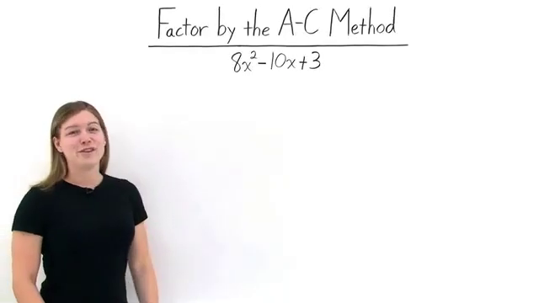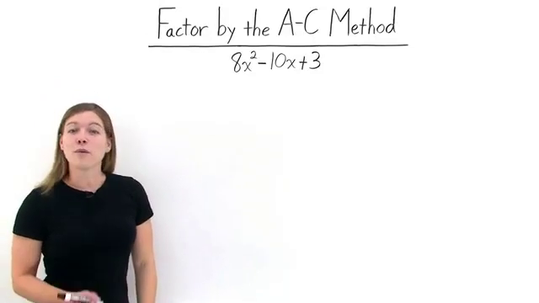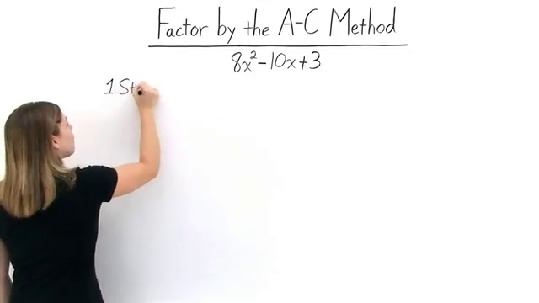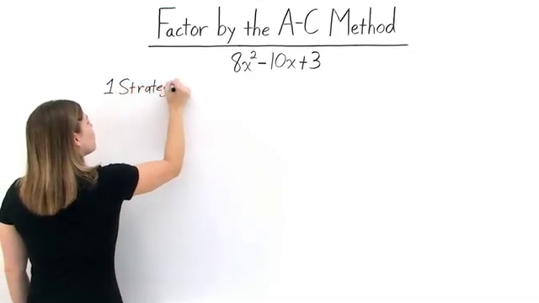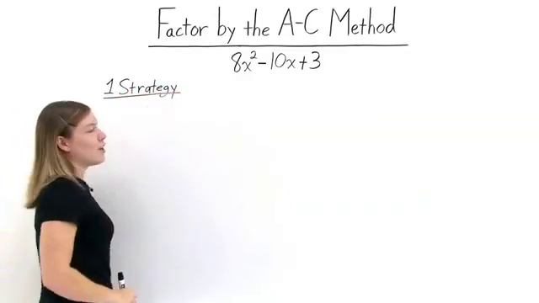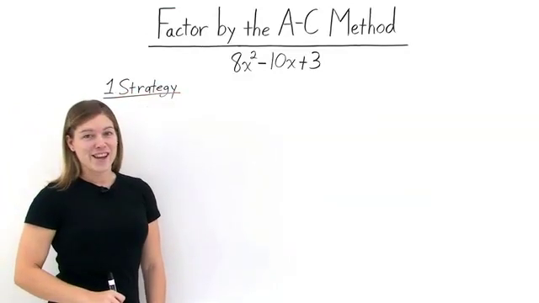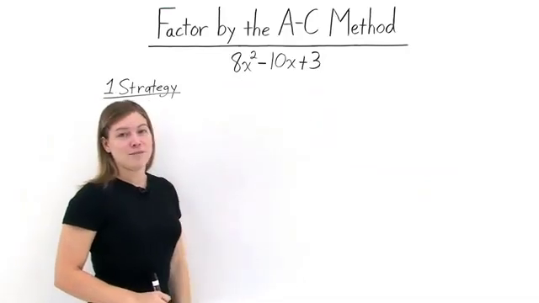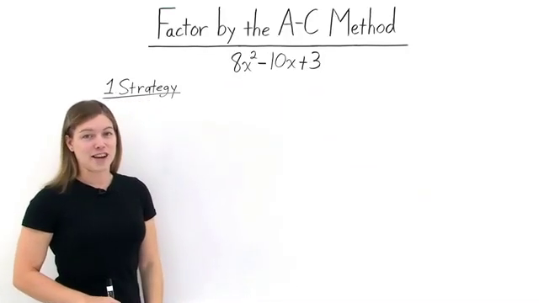Factor this trinomial using the AC method. Well, if we want to factor a polynomial, the first thing we need to do is determine our factoring strategy. So first, we want to see if we can factor out a greatest common factor. Can we? No, we can't. None of our terms have common factors, so we can't factor out a greatest common factor.